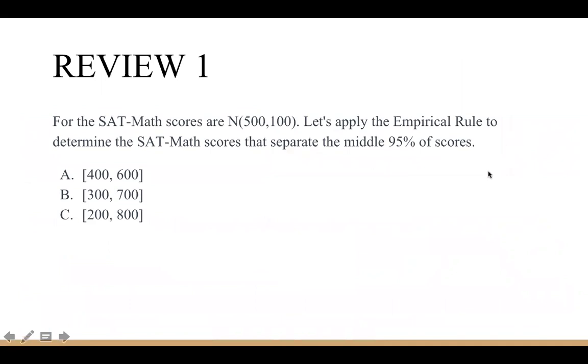So we just went through our first lesson. I'm going to end each lesson with a couple review questions before we move on to the next one. This is the first review question for lesson 7. For the SAT math scores, N of 500 and 100, let's apply the empirical rule to determine the SAT math scores that separate the middle 95% of scores. You guys can take a moment. I'm going to pause and go over this in about a minute. And when you get your answer, you can enter it in the chat box. You can see what everyone got.